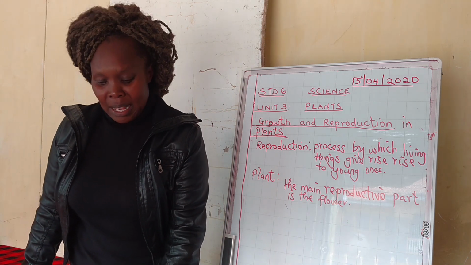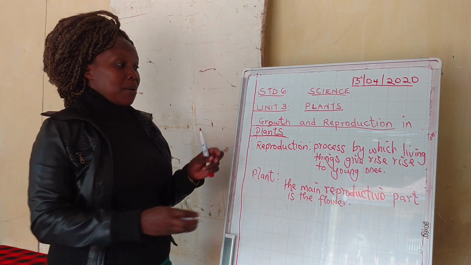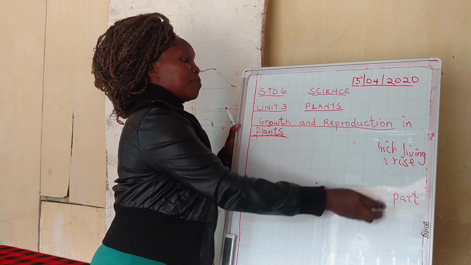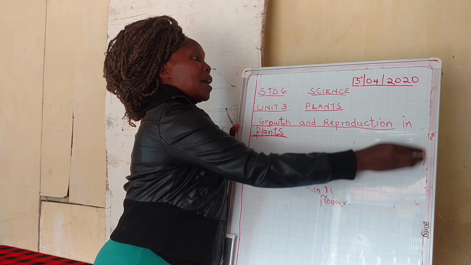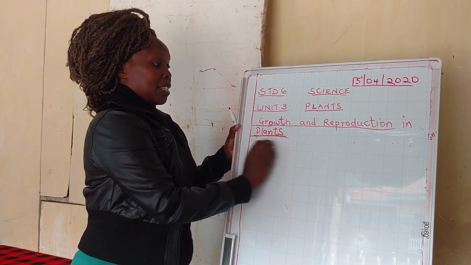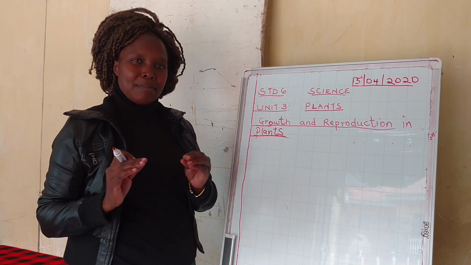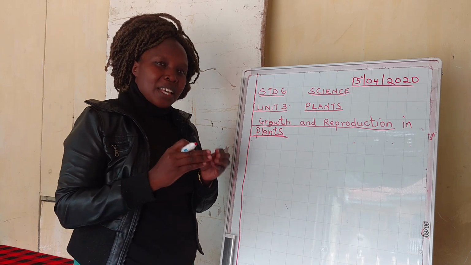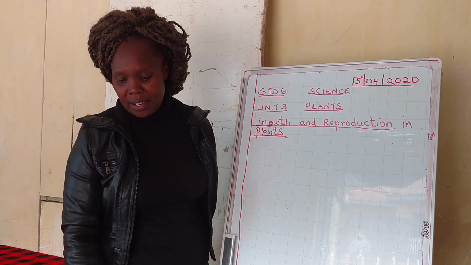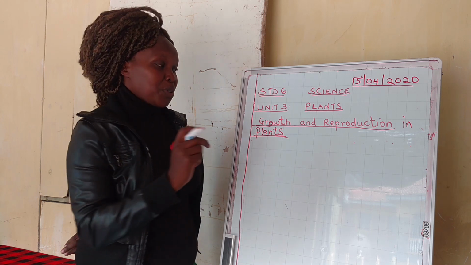The flower has male and female parts. Some of the flowers have the male and the female reproductive parts in the same flower. And in a few cases, some of the flowers do not contain both the female and the male reproductive parts in the same flower. So in this case, we're going to look at the main reproductive part of the plant, which is the flower.